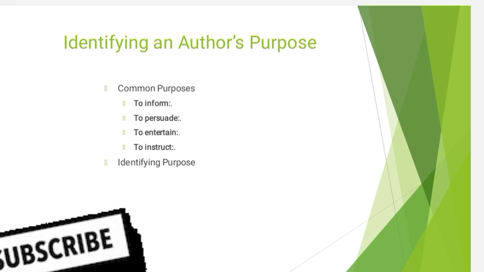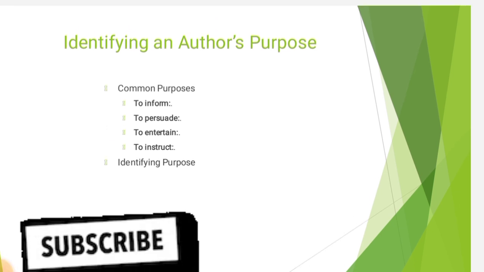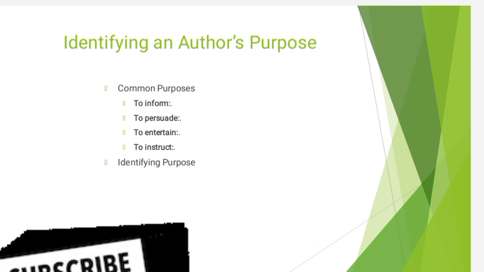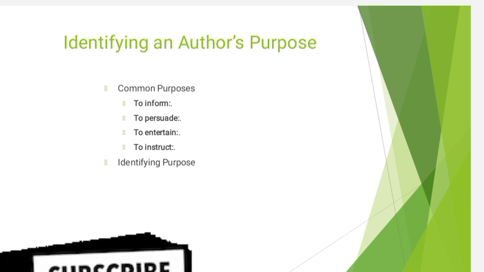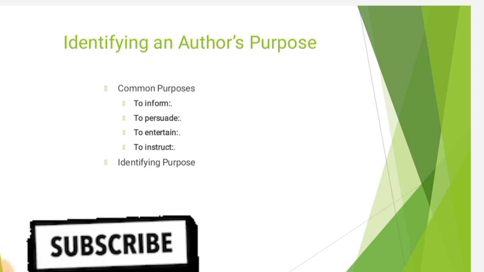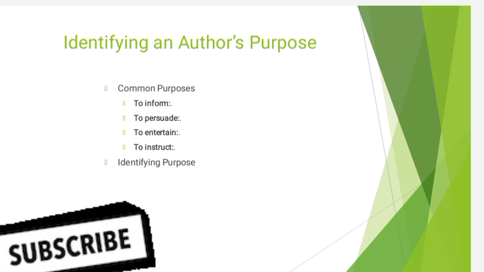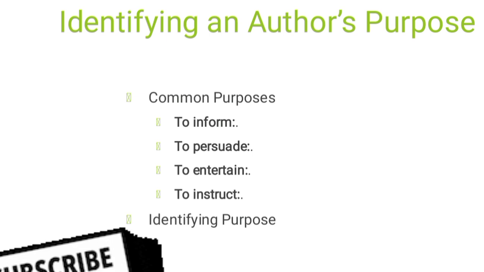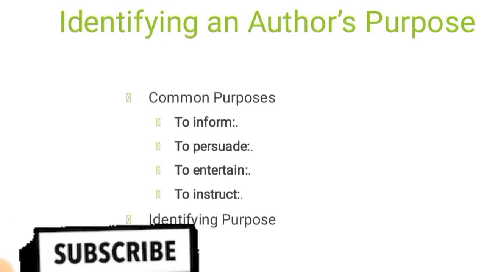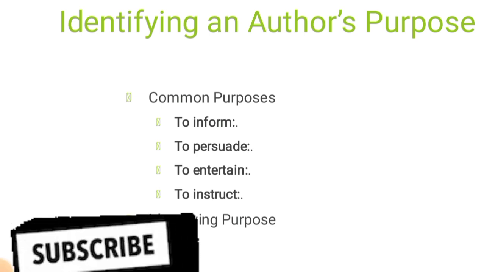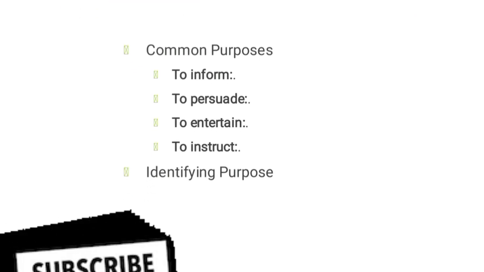And identifying the author's purpose. Understanding the author's purpose helps in interpreting the text. There are some common purposes: to inform, to persuade, to entertain, to instruct. That is, to provide information or explain something, sometimes to convince the reader of a particular viewpoint, to engage and amuse the reader, or to provide instructions or guidelines to the readers. To identify the purpose, look for a thesis statement clearly provided, and consider tone and style, structure and content. These are important in identifying the author's views.